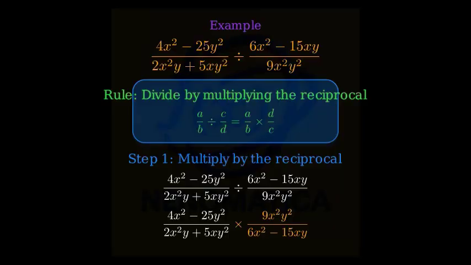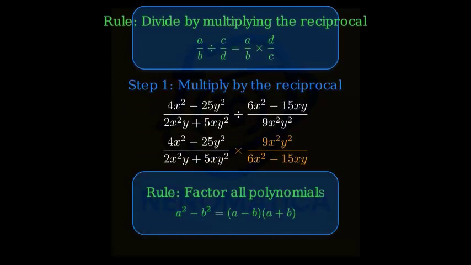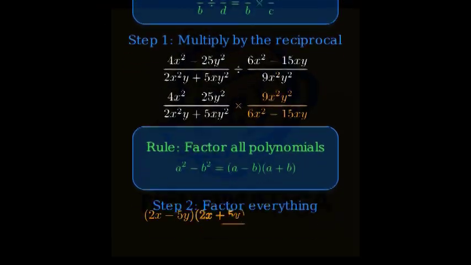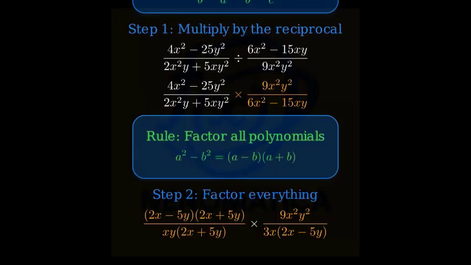Factorization of polynomials. We factor each numerator and denominator completely. For the first numerator, 4x squared minus 25y squared is a difference of squares. For the first denominator, factor out xy. For the second numerator, keep 9x squared y squared as it is. For the second denominator, factor out 3x.